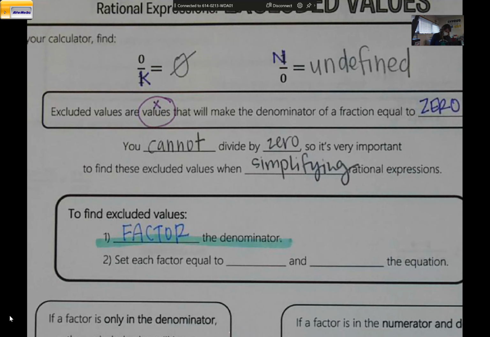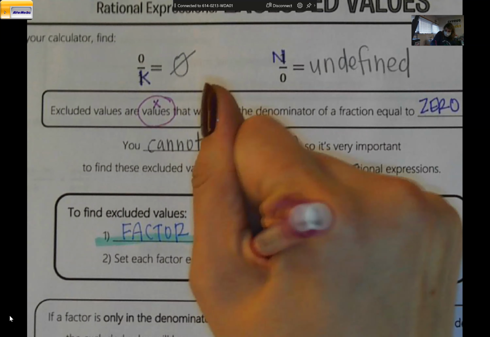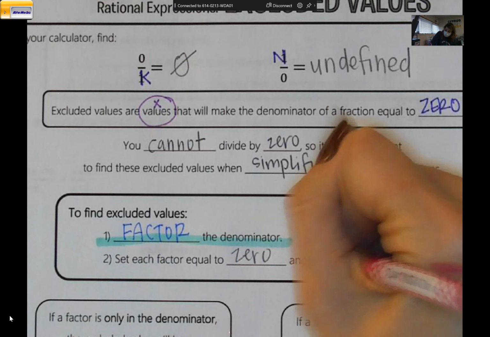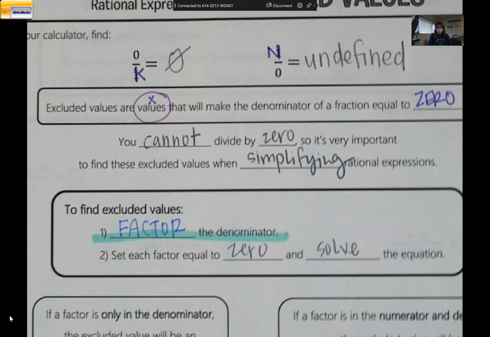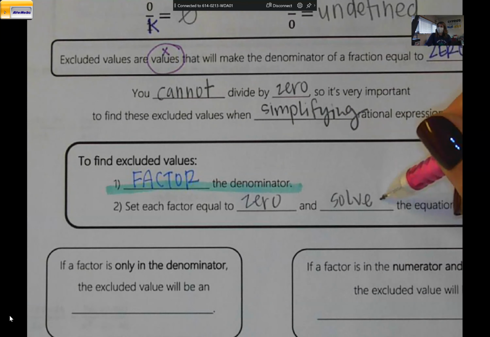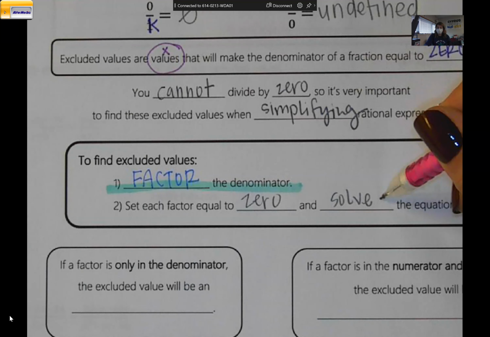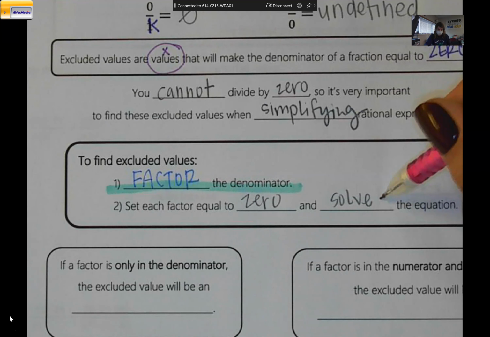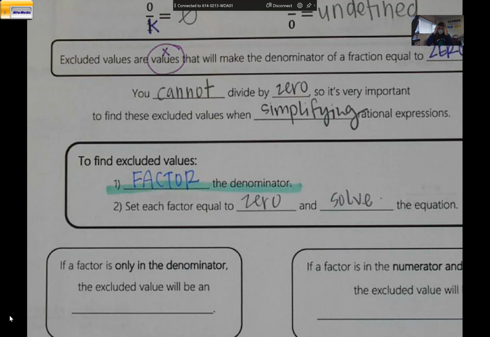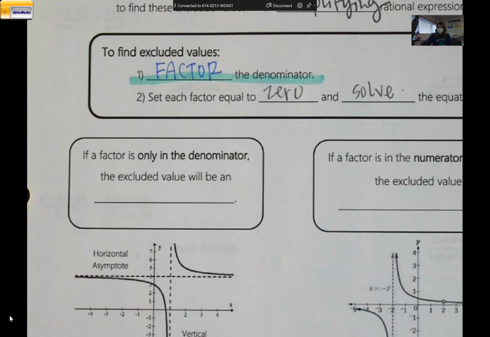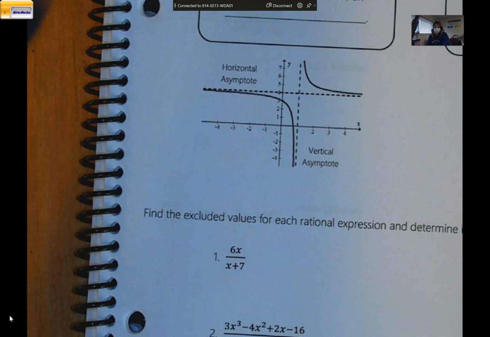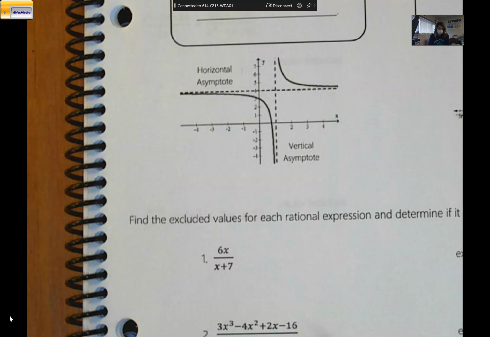Then the next thing says, set each factor equal to 0 and solve the equation. That's going to be easy. We're actually not going to need to do that. Most of you guys will be able to just do it in your head. Okay, so let's skip these pictures in the bubble. And let's go down to our first problem, number 1.